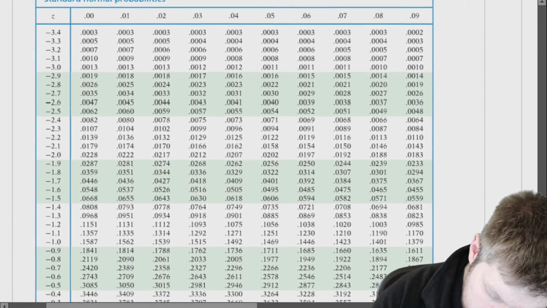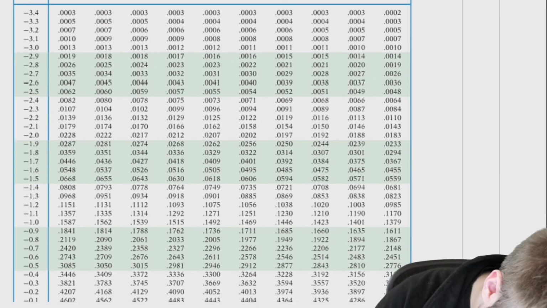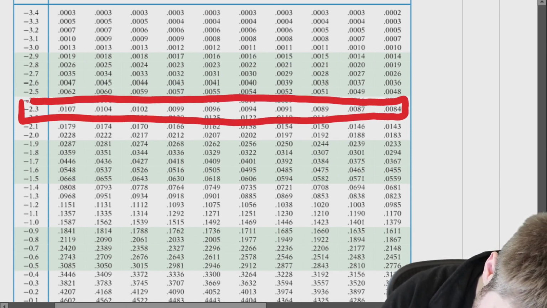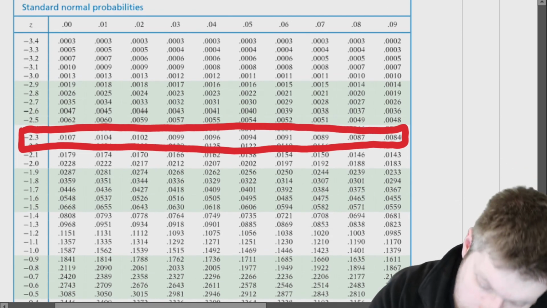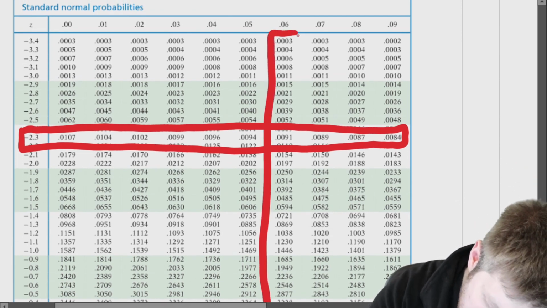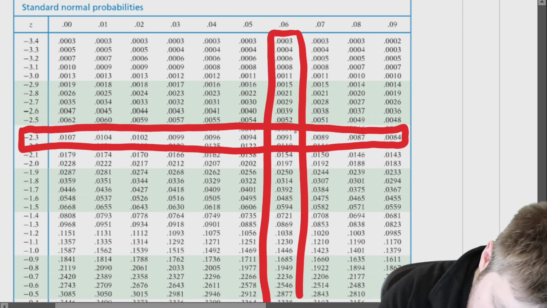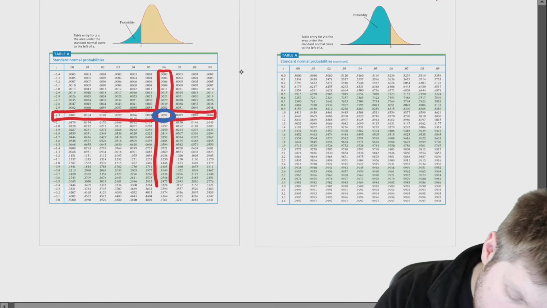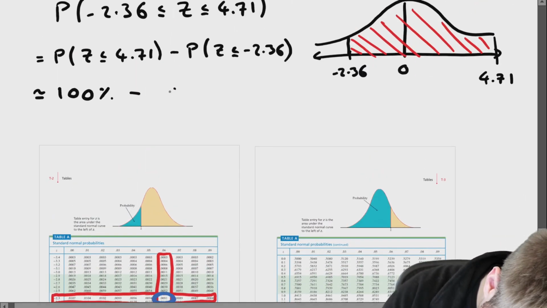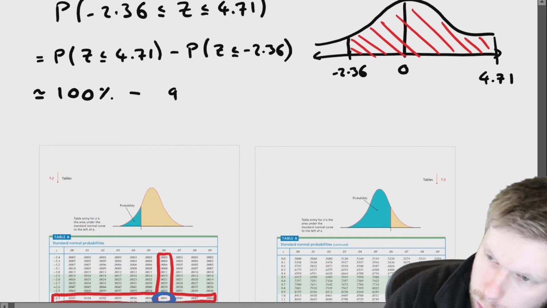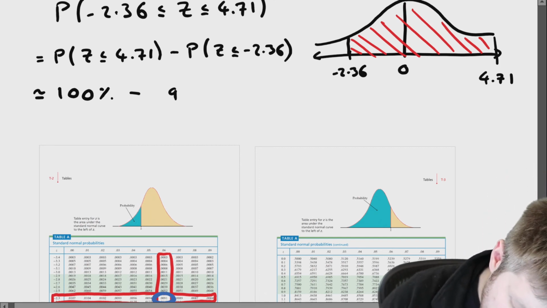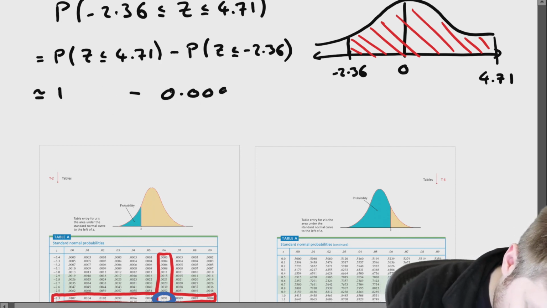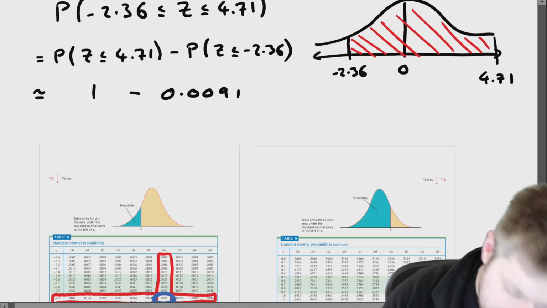So let's zoom in. Let's find the negative 2.36. I'm looking at the negative 2.3 row, which will be that row there. I'm looking for negative 2.36, so I know that I'm going to be looking in this column here. If I find the overlap between those two things, I find the overlap is 0.0091. So that's going to be 0.0091. If I write that as 0.0091, then that means I don't have to convert fractions in my head while still remembering the number.